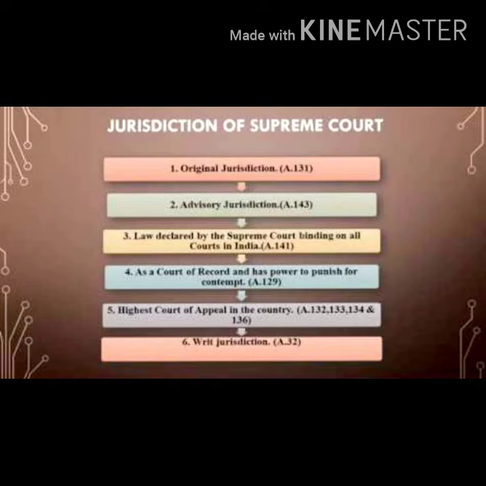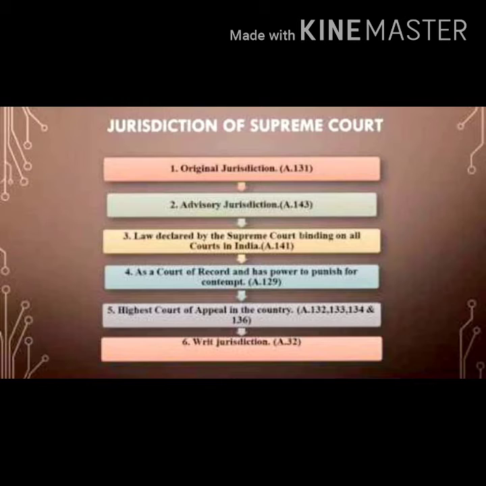We are supposed to learn all the writs. Clear? Students, you know that it has some special powers also. It can grant special leave to an appeal from any judgment or matter passed by any court in the territory of India. Fine. So this we have discussed, the jurisdiction of the Supreme Court.